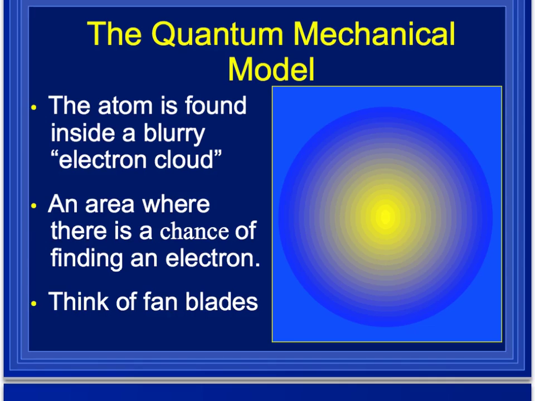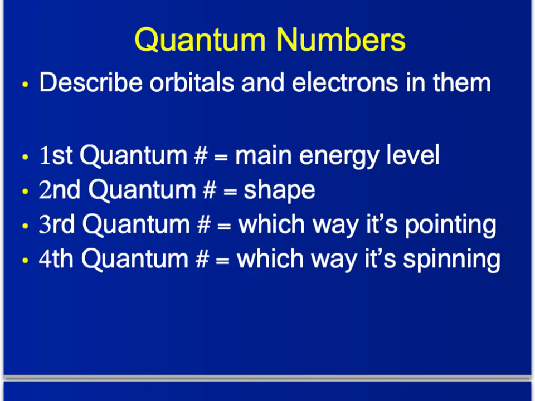In addition to the quantum mechanical model, we always say that an atom is found inside a blurry electron cloud, and we've discussed this term before. It's an area where there's a chance of finding an electron, and the idea is that electrons are hard to see, just like fan blades. If your fan is going really fast in the summer, you get that blurry look. So think of them like fan blades. You're not exactly sure of the location of the fan blades. You can only make a prediction about where they're going to be.